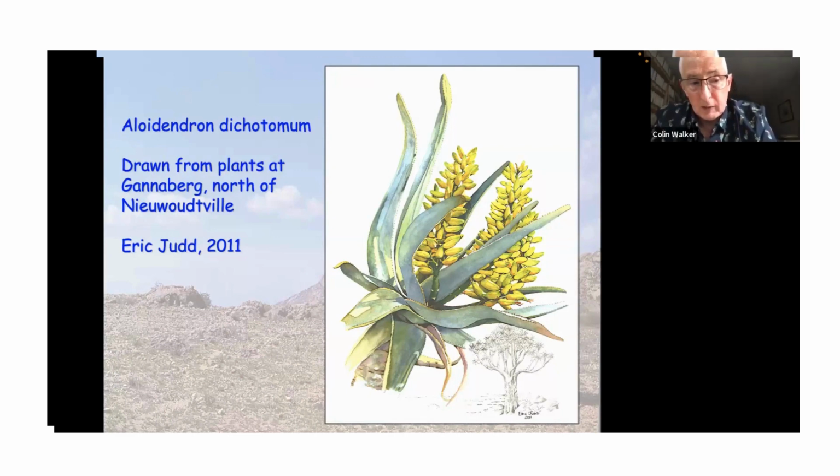He first started painting aloes in 1967, and he was specifically commissioned to paint the tree aloes for the tree aloe book. So Ernst's book on tree aloes that I showed you the cover of was co-authored by Eric. So Eric did the paintings for the book, and here is his painting of Aloidendron dichotomum.